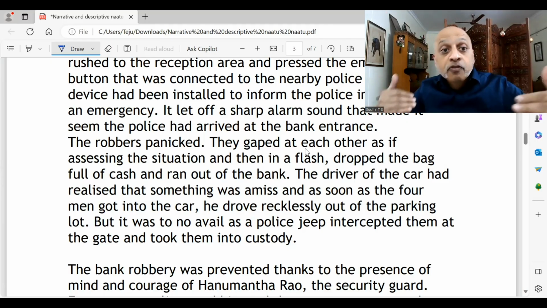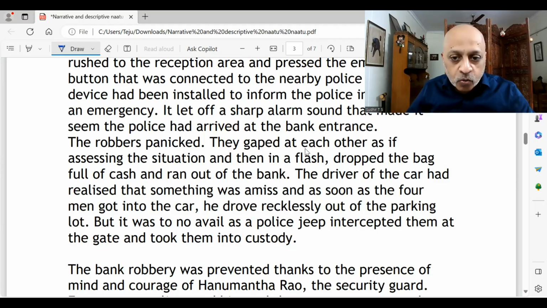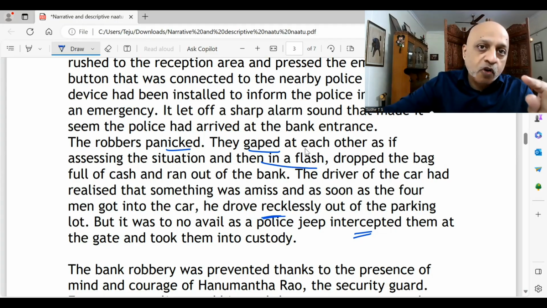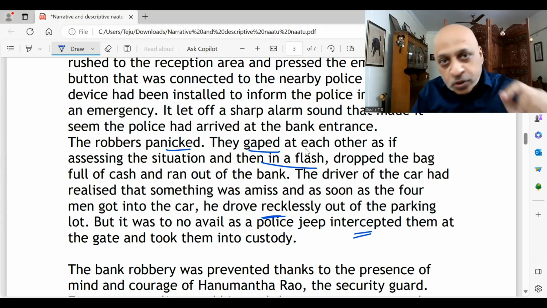So this kind of language is important. You know what is the language? Recklessly, intercepted, then in a flash, gaped at each other. So panicked. You know, these are kind of words. And if you see, I have not repeated any word, but I have been able to take the story forward. That's what I want you students to do.